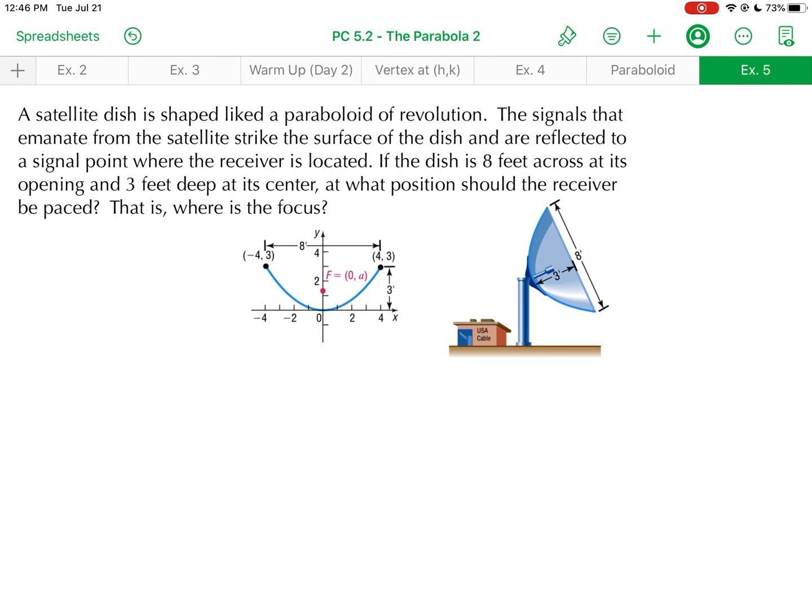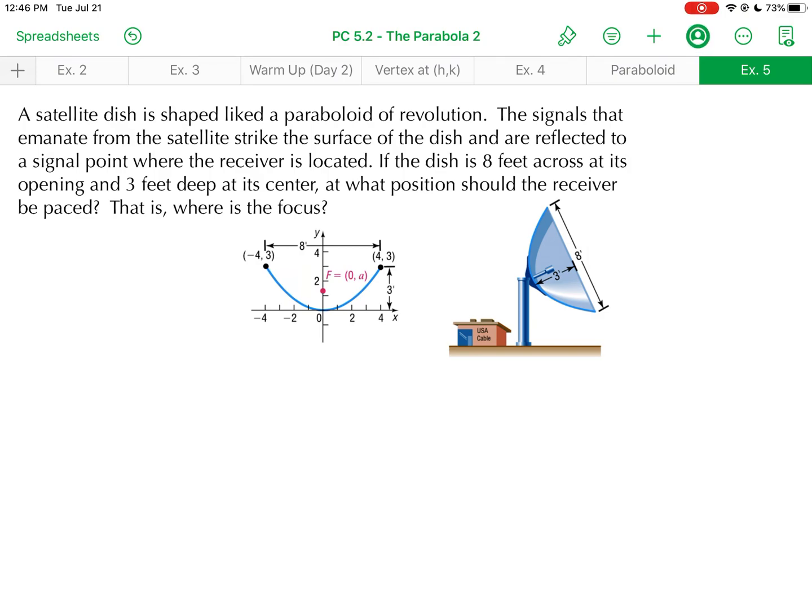All right, so let's suppose we have a dish that's 8 feet across at its opening and 3 feet deep at its center. At what position should the receiver be placed? That is, where is the focus of the related parabola? So over on the right, you have a picture of the satellite dish itself, right? 8 feet across, 3 feet deep.